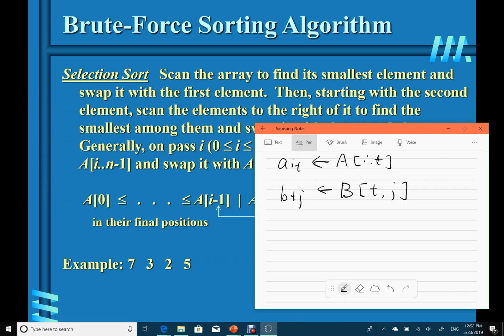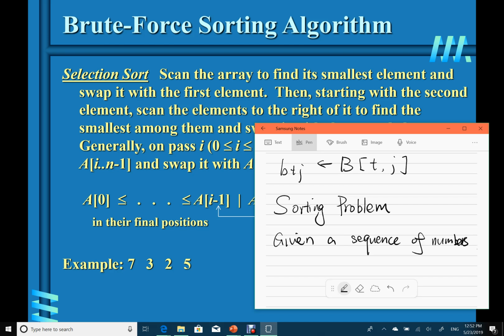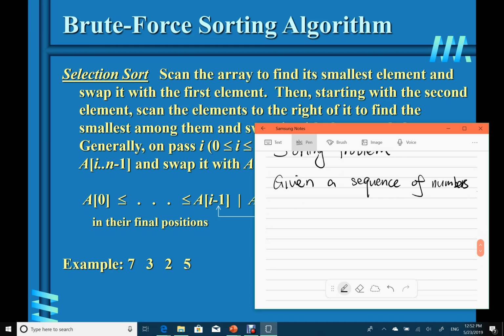The sorting problem. Let's write down the mathematical definition. We see: given a sequence of numbers. It could be a sequence of objects, right? And each object can be compared to each other. So for simplicity, we use numbers. Given a sequence of numbers A1, A2, ..., AN.